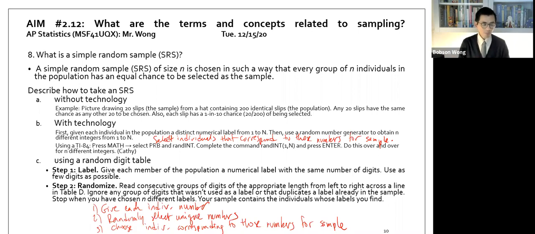With a random digit table, this is not as common anymore on the AP test because, to be honest, no one really uses random digit tables anymore. We have so much technology available to us to randomly select individuals. But what we could do is read groups of digits that have the appropriate length across a line. We ignore any digits that don't fit. And we stop when we have chosen the proper number of labels.